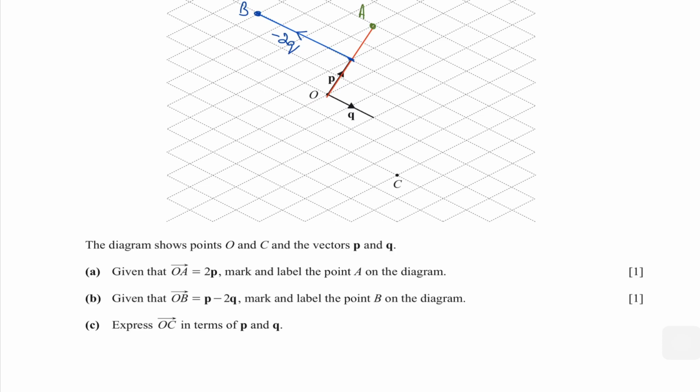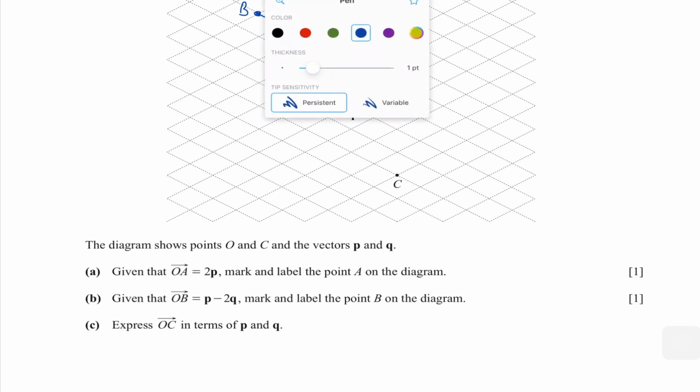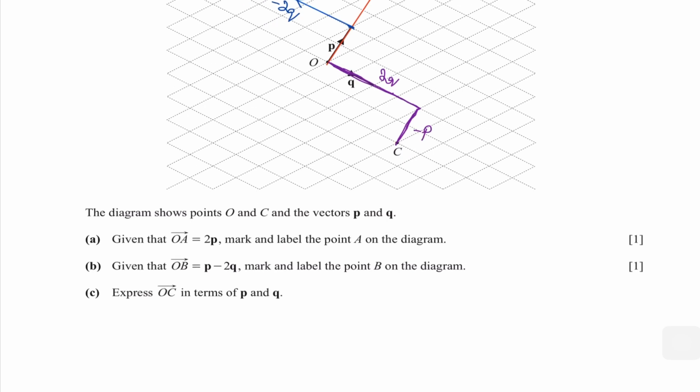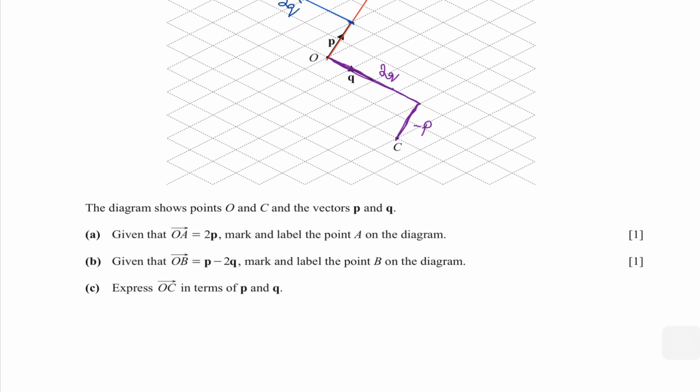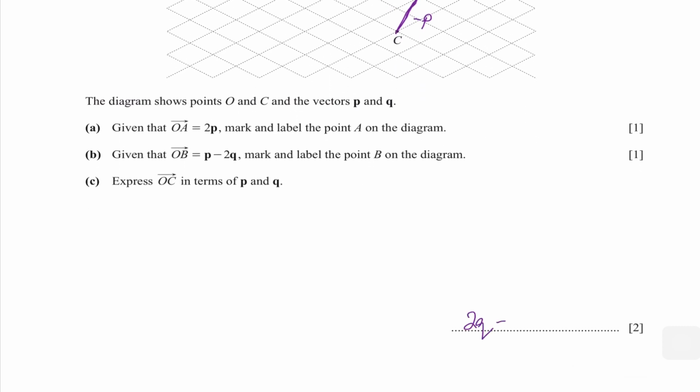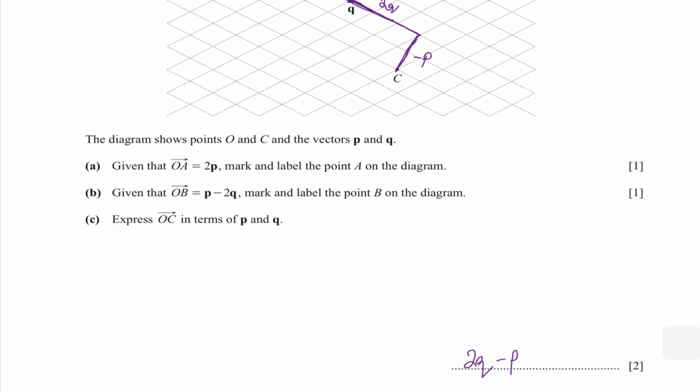Okay, so if I want to go from O to C, let's see, what do I have to do? Let me use a third color. I'm going to use purple. So to get from O to C, I'm going to have to go in the direction of Q again. So Q and Q means 2Q, and then this vector is going to be the same as P except for the direction. So that means this is going to be in the opposite direction, which means that this is going to be minus P. So if I want to go from O to C, the direction that I will have to take is going to be 2Q minus P. Okay, so I hope that's clear.